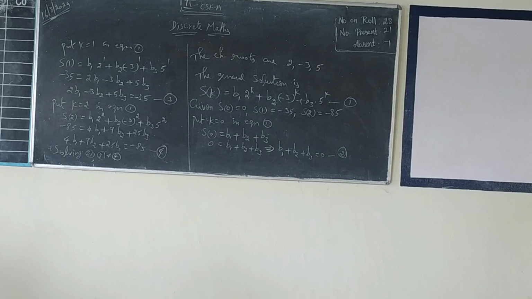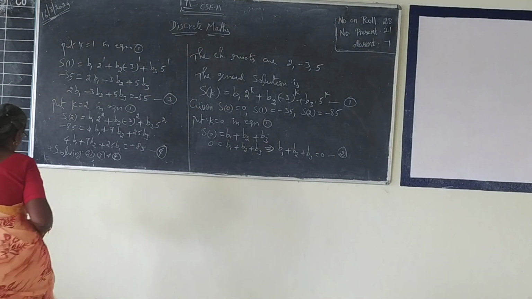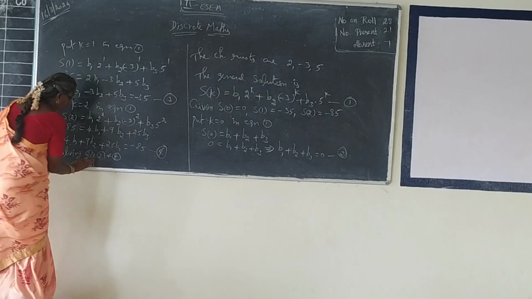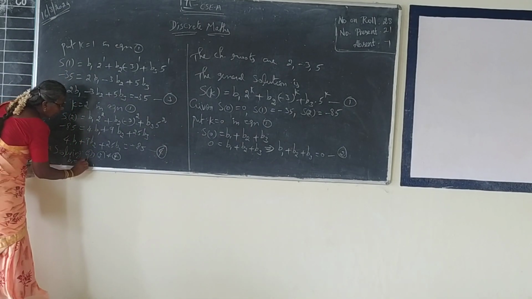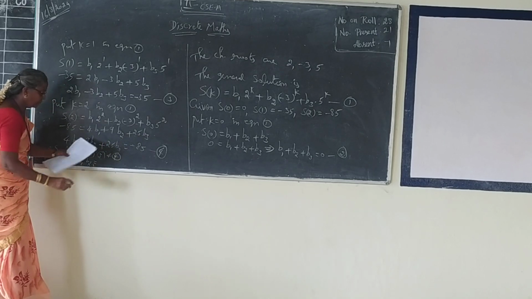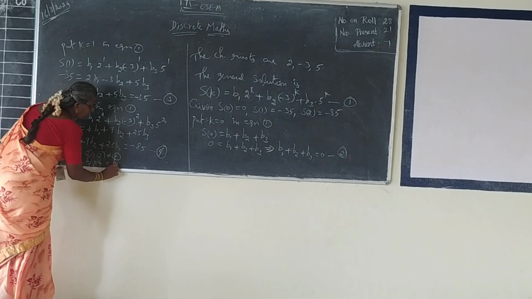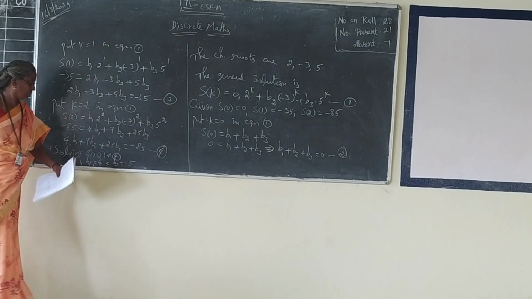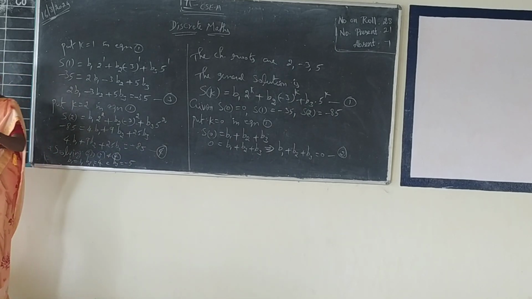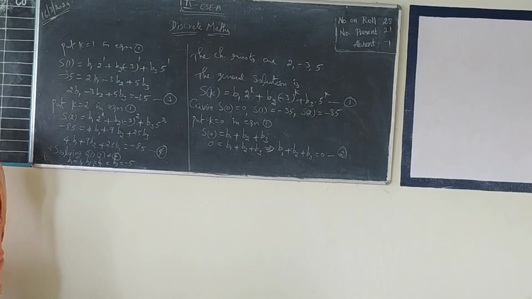Anybody else who did it manually? The answer should be 1, 4, minus 5. Take one solution. Solving 2, 3 and 4, we get V1 equal to 1, V2 equal to 4 and V3 equal to minus 5.